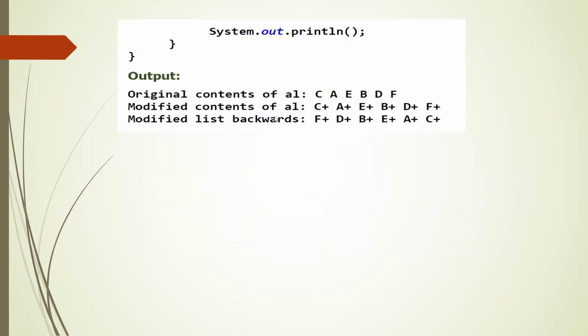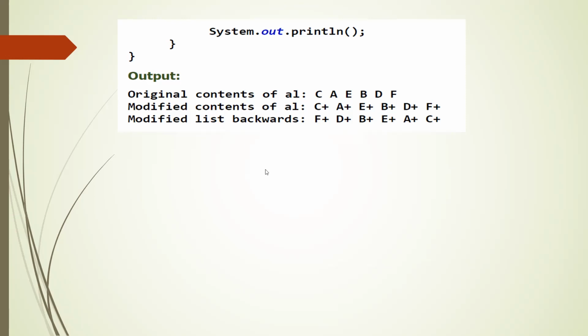In our output, first we get the original list of elements in the collection array list. Elements present in the array list are C, A, E, B, D, F. These are the values we stored initially. Then we used the set method and modified the array list, so we added a plus to each element. Our current result is the modified contents of AL: C plus, A plus, E plus, B plus, D plus, and F plus. Then we used the hasPrevious method and got the previous values.